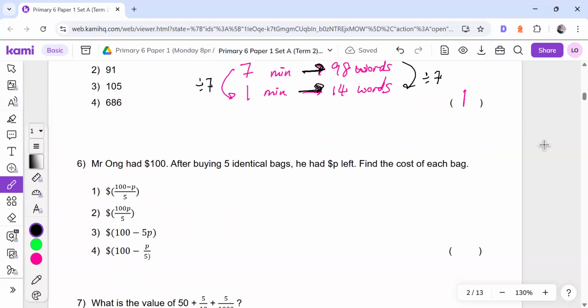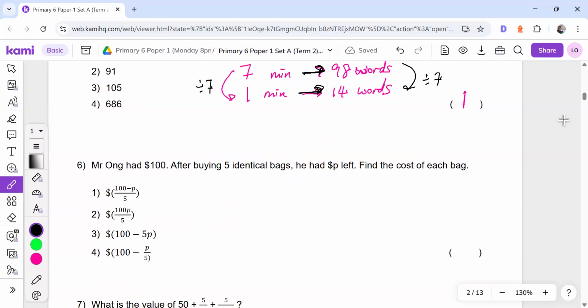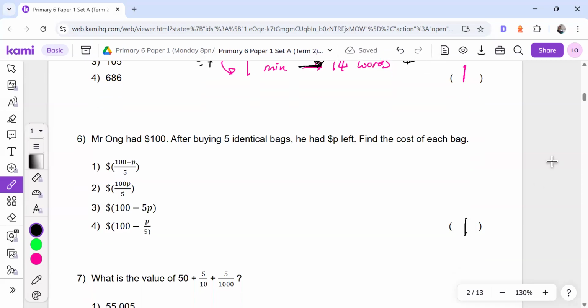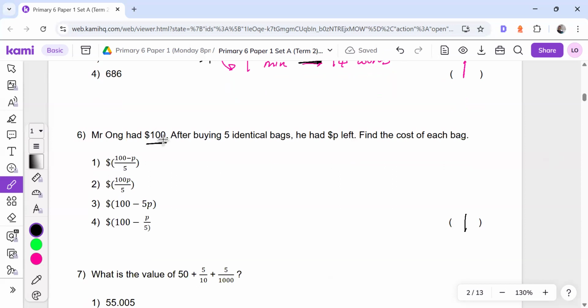Okay, question number 6. The answer is number 1. Okay, and by the way, give yourself some marks. If you get the answer correct, just put your marks there. So far, all the questions are only 1 mark. Mr. Ong had $100. After buying 5 bags, he had P dollars left. Find the cost of each bag.